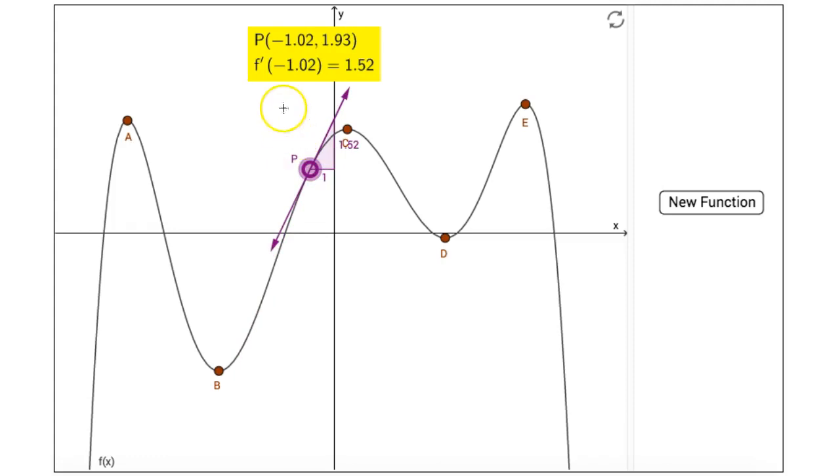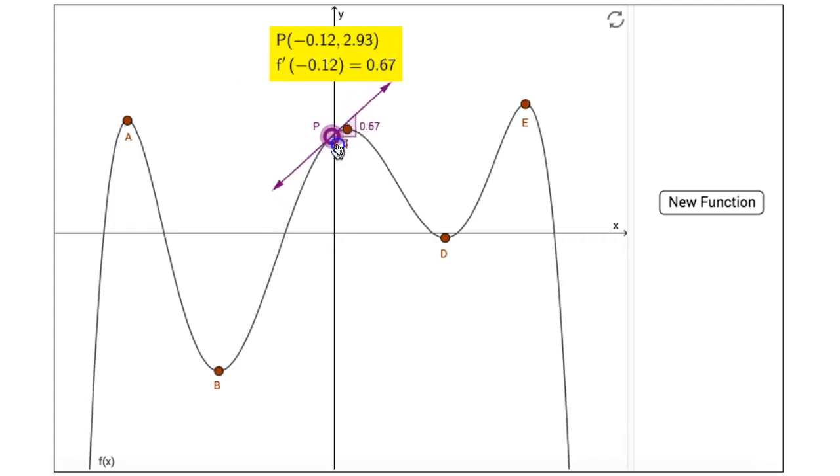at the top of the window are the coordinates of point P and the value of the derivative evaluated at the x-coordinate of point P. Where point P is located right now, the derivative's value is equal to 1.52. As I drag point P closer to the local extremum, the derivative becomes 0. The slope of that tangent line is 0.